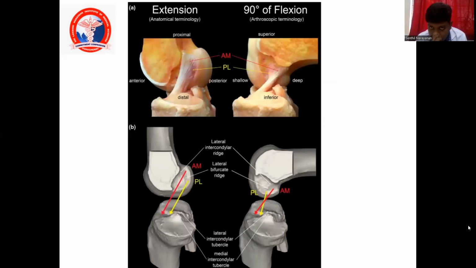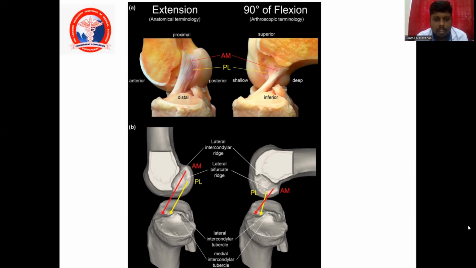So this image shows the ACL ligament in a specimen, with the anteromedial bundle and posterolateral bundle, in extension and at 90 degrees of flexion. In extension, the posterolateral bundle is taut. In flexion, the anteromedial bundle is taut. The anteromedial bundle gives anteroposterior stability, and the posterolateral bundle gives rotational stability.